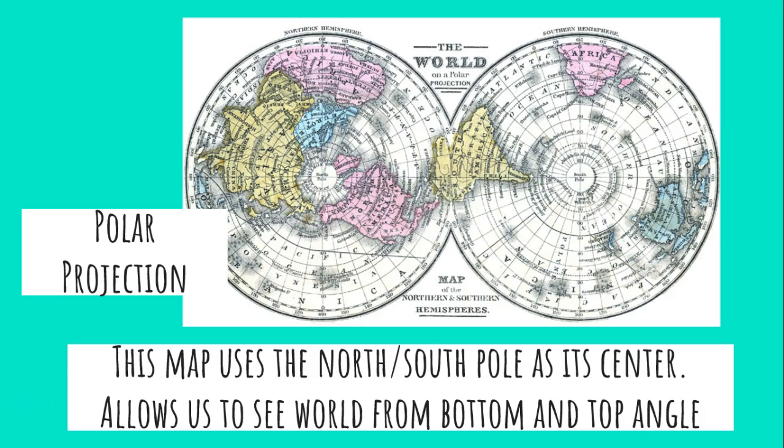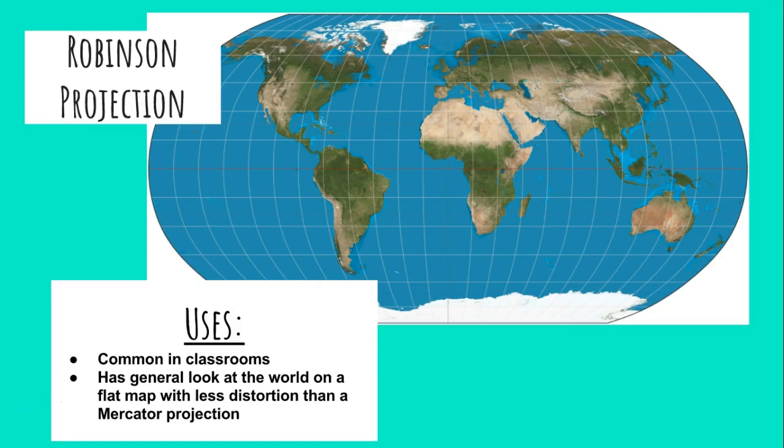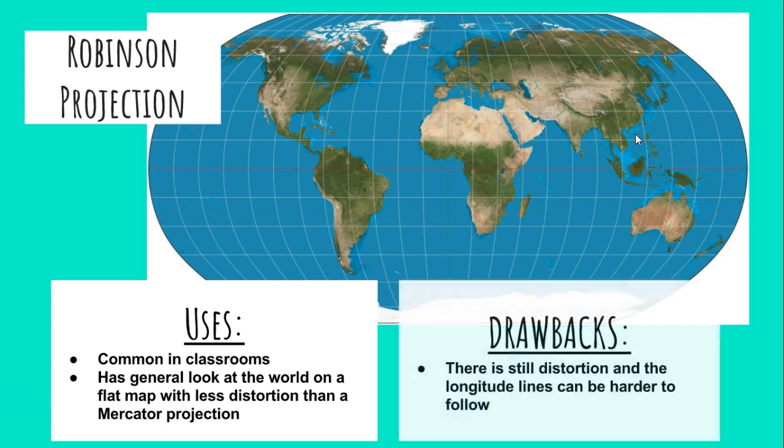The second projection on your notes is called the Robinson projection. This projection allows us to see the entire world at once, but minimizes distortion because of the rounded edges. So notice the difference here on the left and the right side. The edges are actually rounded, and this is what you see in classrooms. This is the type of map you work with when you open up your atlas, and it has a little less distortion than the Mercator projection because it has a little bit of those rounded edges, which is what the world is truly like. The drawback of it, though, is that there is still distortion.